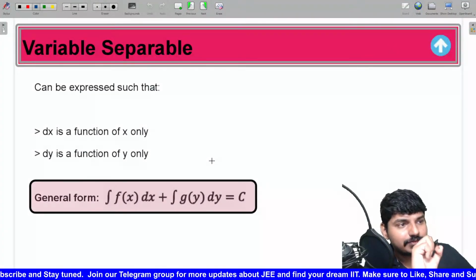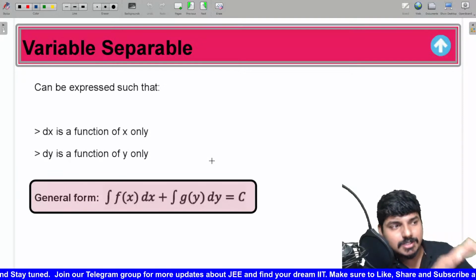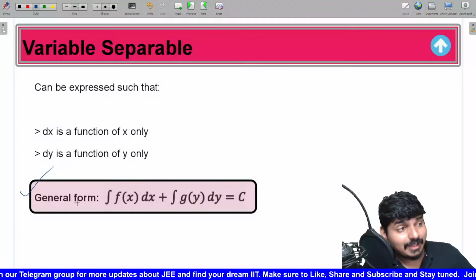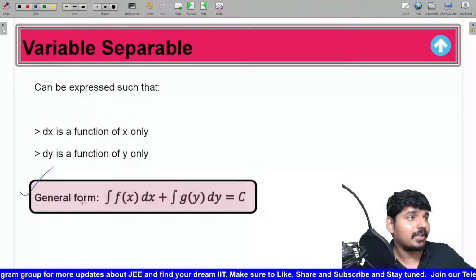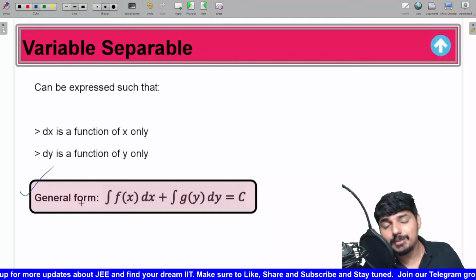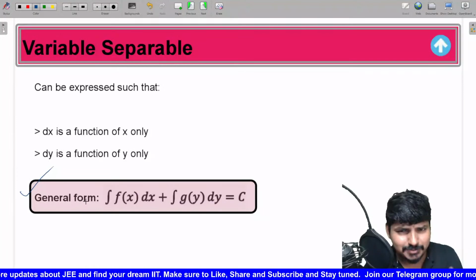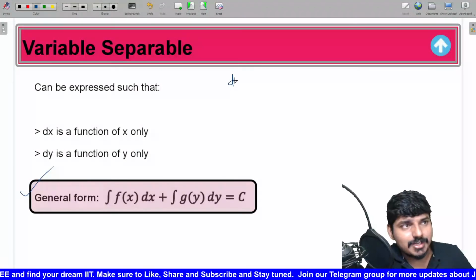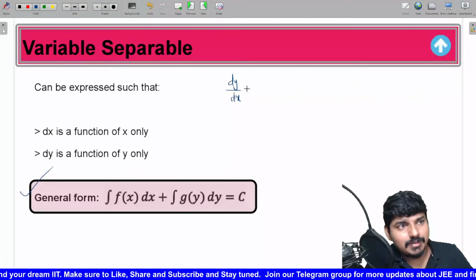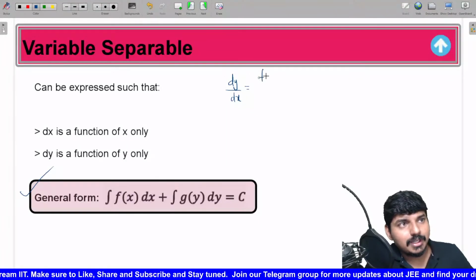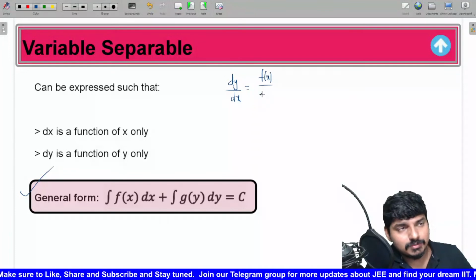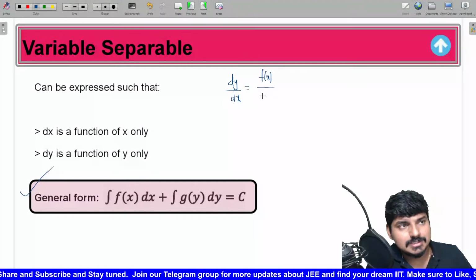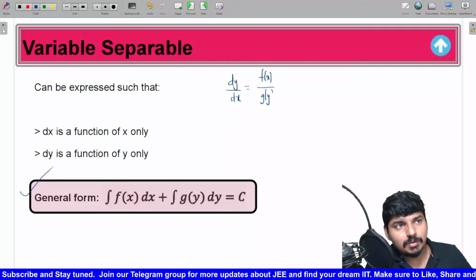Let us say you have a differential equation which can be written in this particular form. Then in that differential equation, you can definitely apply the variable separable method. In very simple language, what I'm trying to tell you is that, let us say you have a differential equation of this type, dy by dx is equal to f of x divided by g of y.